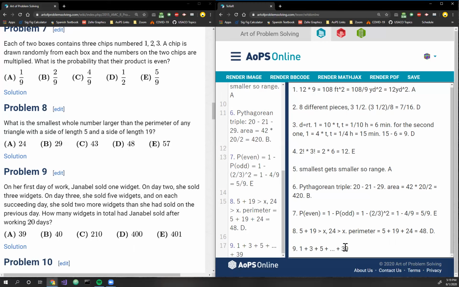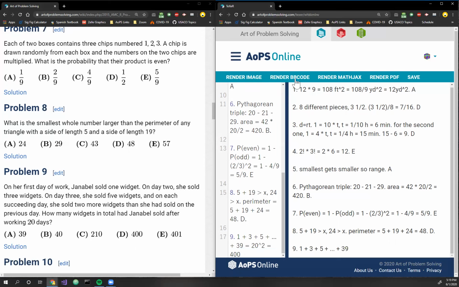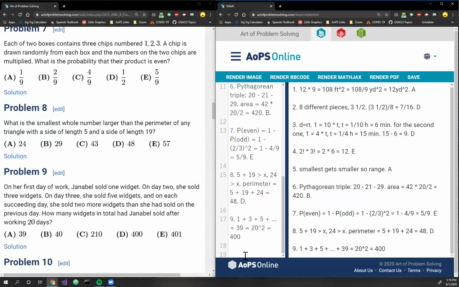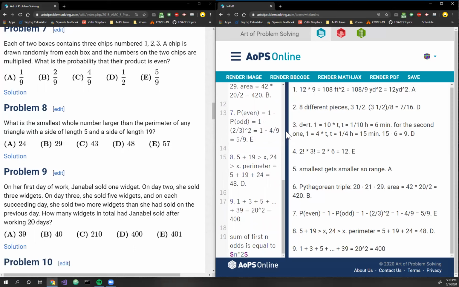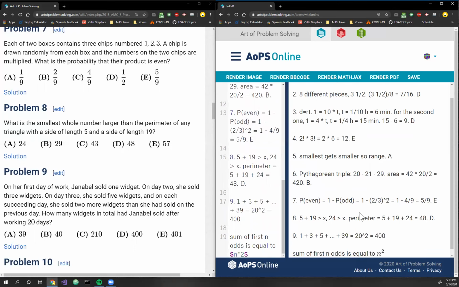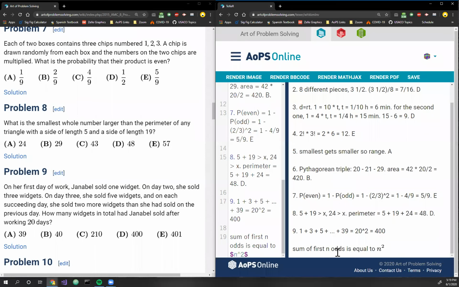For each term, it increases by 2. This is a pretty well-known formula, and the sum is equal to 20 squared, which is 400. The formula says the sum of the first n odds is equal to n squared. Yeah, David said 400. The way you prove this is a bit more advanced, but you can use induction. We might cover that sometime.